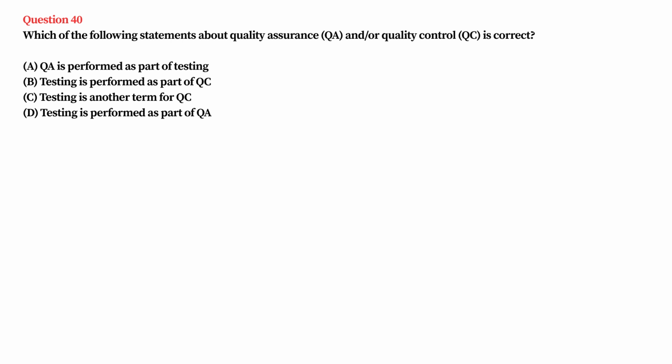The statement testing is performed as part of QC is correct because QC aims to achieve appropriate levels of quality by focusing on identifying and correcting product defects. Testing is a significant part of QC and helps to uncover these defects. Answer C is not correct. The statement testing is another term for QC is incorrect because although testing is a significant part of QC and helps to uncover defects, other, non-testing, techniques utilized in QC include formal methods like model checking and proof of correctness, as well as simulation and prototyping.